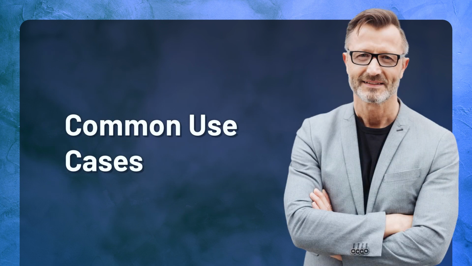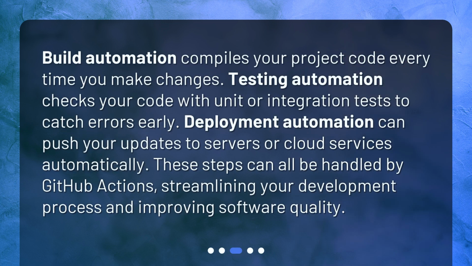Common use cases. Build automation compiles your project code every time you make changes. Testing automation checks your code with unit or integration tests to catch errors early. Deployment automation can push your updates to servers or cloud services automatically. These steps can all be handled by GitHub Actions, streamlining your development process and improving software quality.